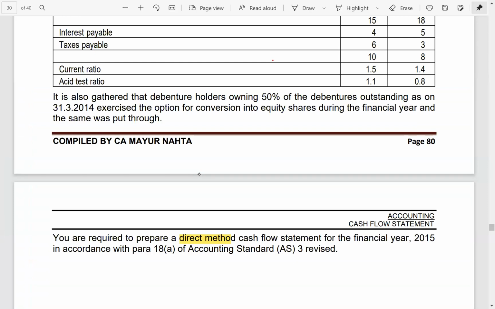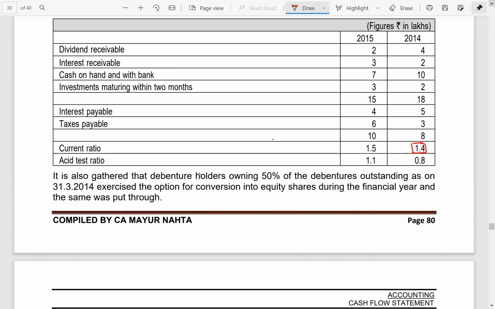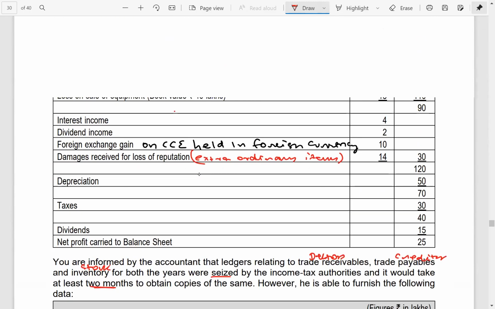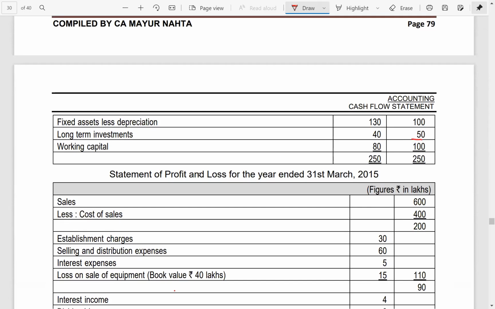That information they have given to us in the question. They are telling in 2014, the second column represents 2014. In 2014, current ratio was 1.4. And in 2014, working capital was 100. Working capital means total current assets minus total current liability.